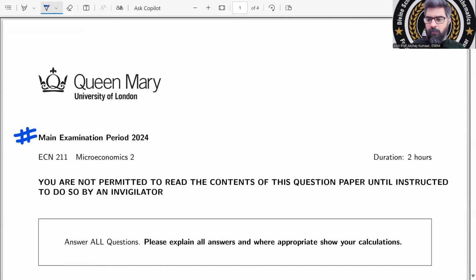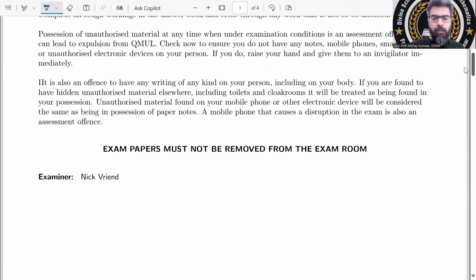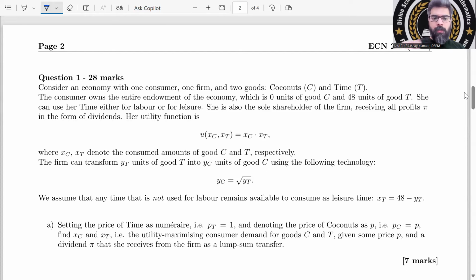In this particular lecture, we are going to start with the discussion of the first question, which has come up in the mock exam. If I scroll down the paper, this is the question I intend to solve in this lecture. So let's quickly start.